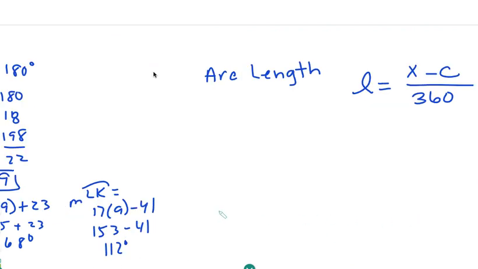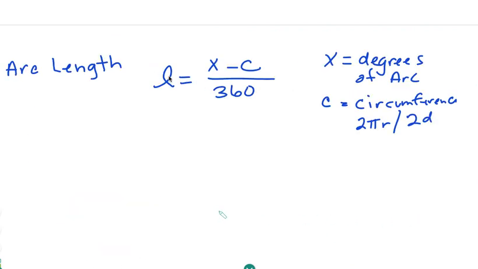All right, if we're looking for the arc length, we have a new formula. The length is going to equal x over 360 times c. X is going to be the degree of the arc given, and c is going to be the circumference of the circle that you're working with.